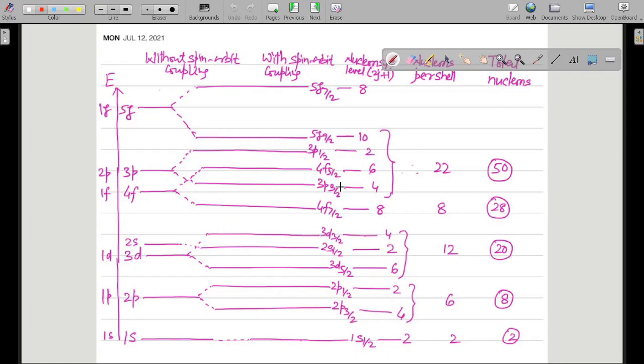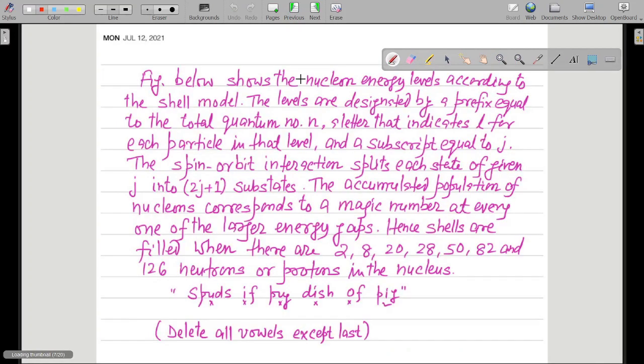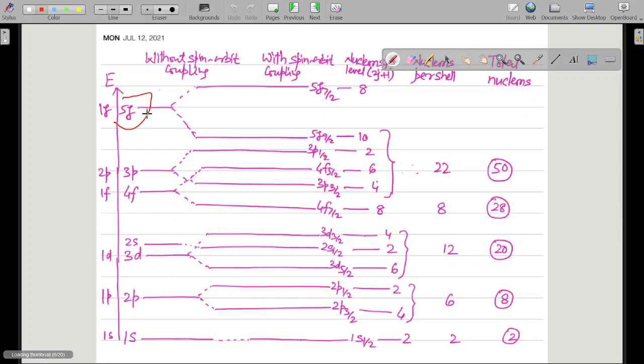Now similarly 2 into 3 by 2 plus 1 is 4, 2 into 5 by 2 plus 1 is 6, 2 into 1 by 2 plus 1 is 2, 2 into 9 by 2 plus 1 is 10. Now how did we get g? You can see over here, after p there is g. So we got this g. Now up to here there will be one shell, because 28 plus 22 gives you 50, right? So that will be a complete shell.